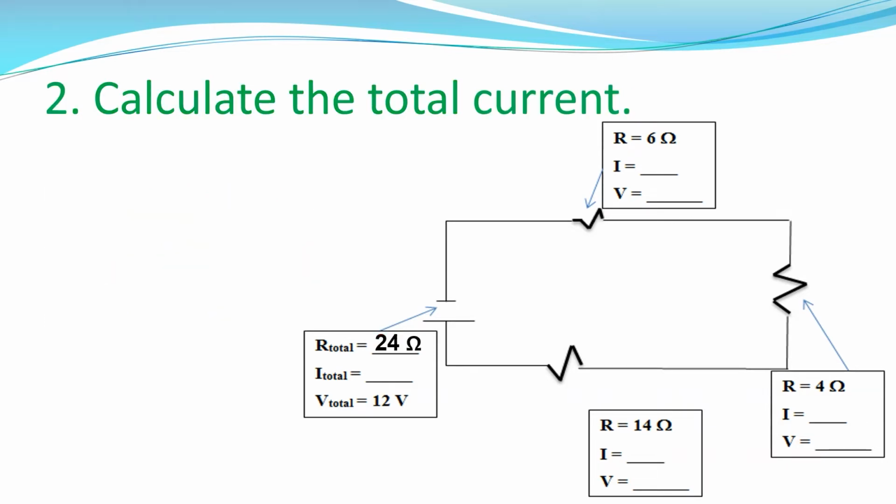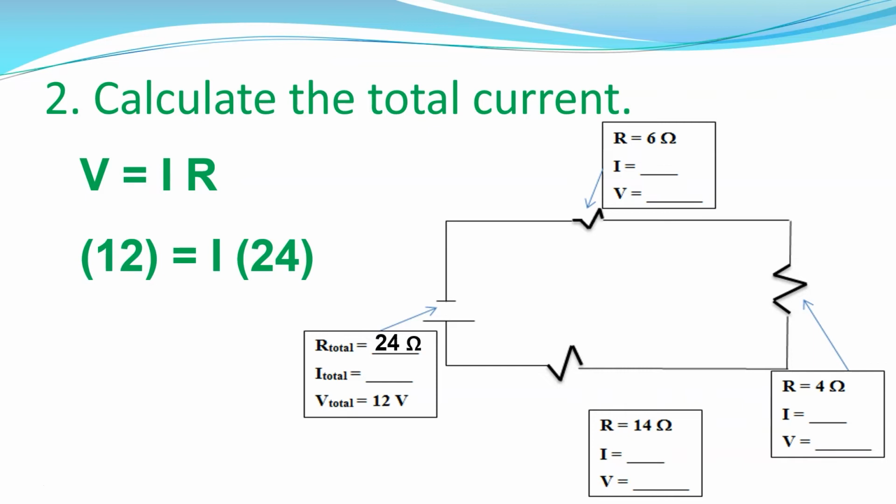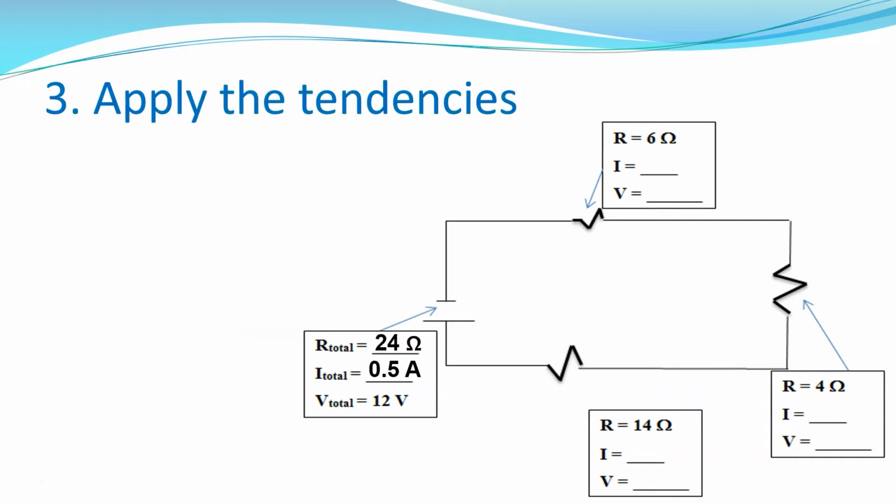Whenever I see 2 out of the 3 variables in my Ohm's law equation, I can always find the third. Substitute in what you know. It's a little one-step equation. Divide by 24, and the current is 0.5 amps. At this point, I can double check.